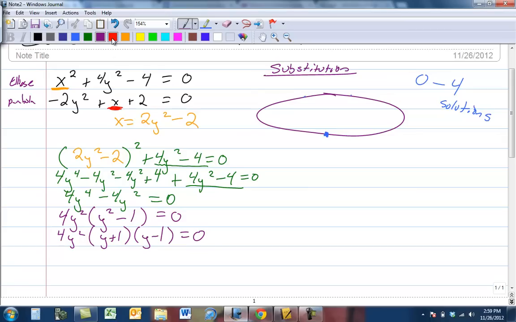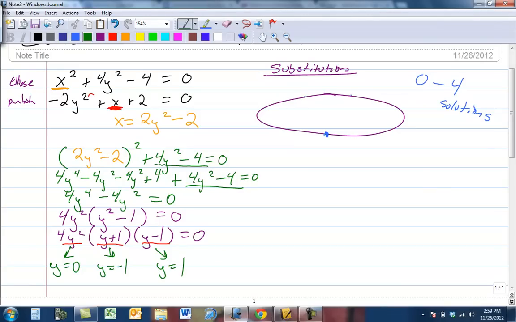Then we do the zero product property. Now, how many y's are up here? There's this set, and there's actually 2 more here. What are our solutions? We get y equals 0. Here, we'd get y equals -1, and y equals 1. So there are actually 3 different y solutions here.